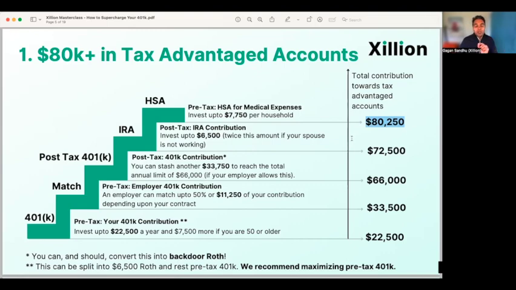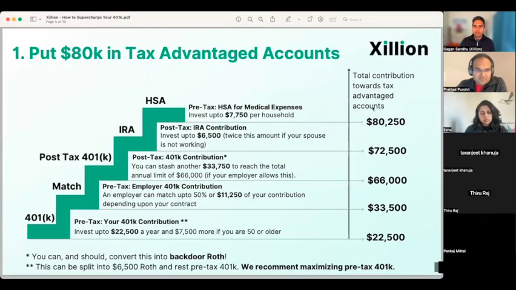In the next section, Prahlad is going to cover how you can actually convert the post-tax 401k into a Roth 401k. Prahlad, over to you.